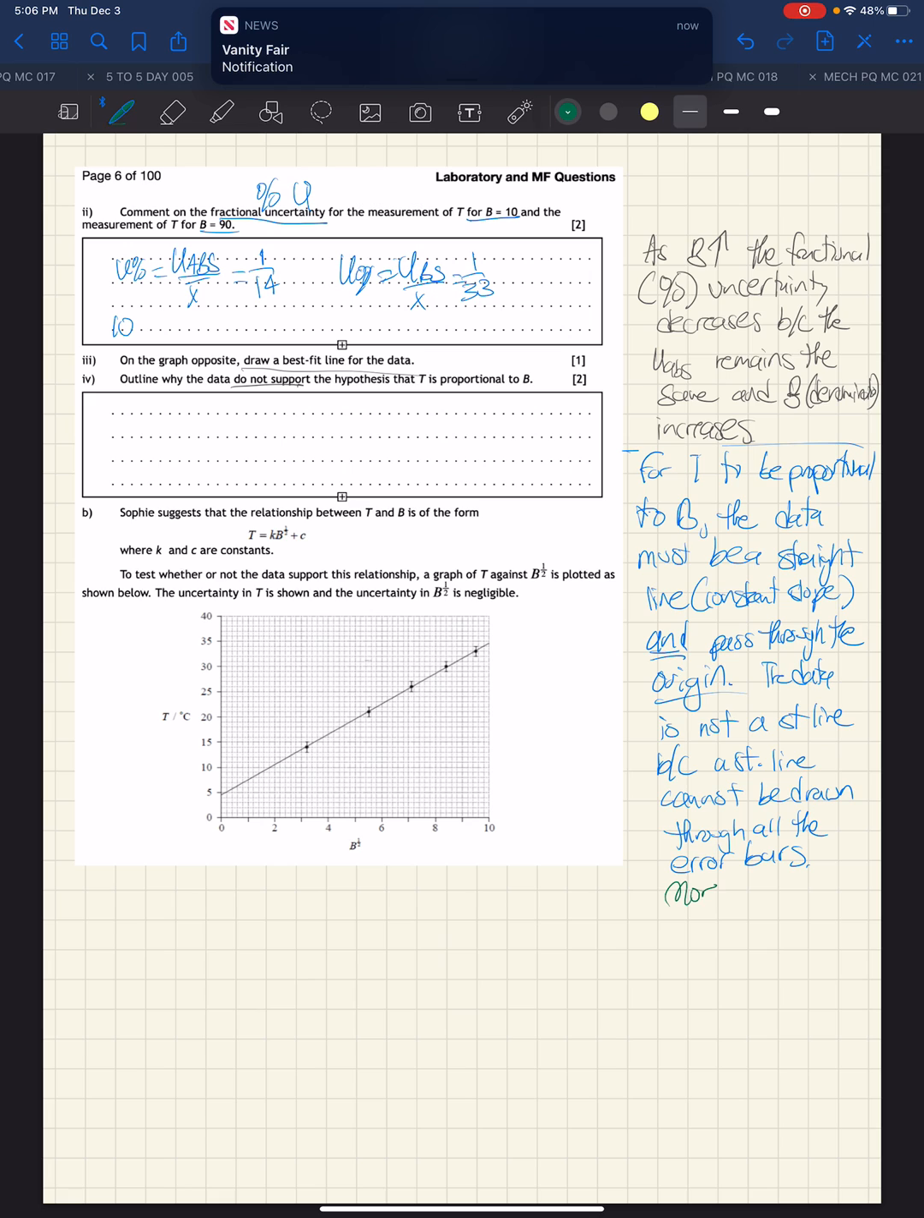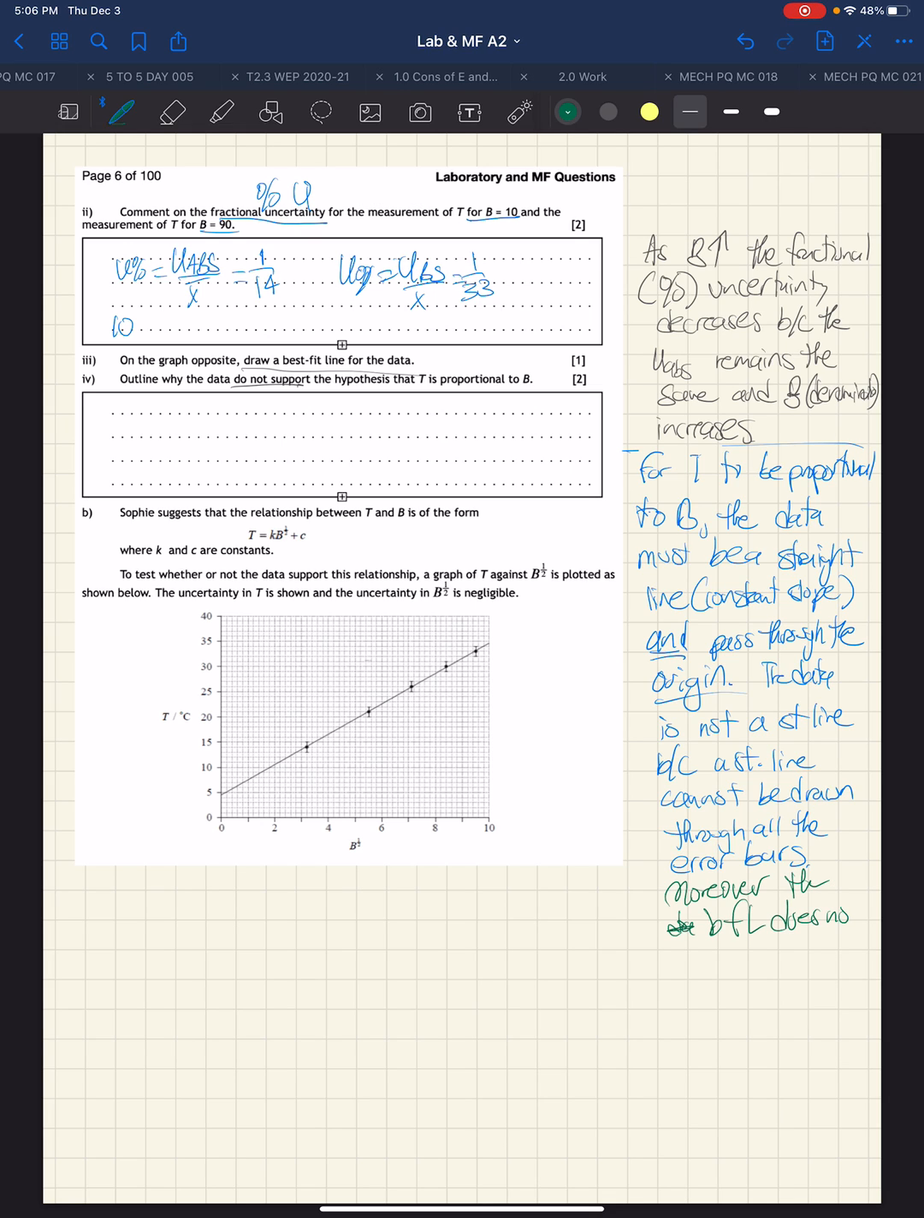Moreover, the best fit line does not pass through the origin. So T is not proportional to B because the data is not a straight line and it does not pass through the origin. And so now we move on to part B.